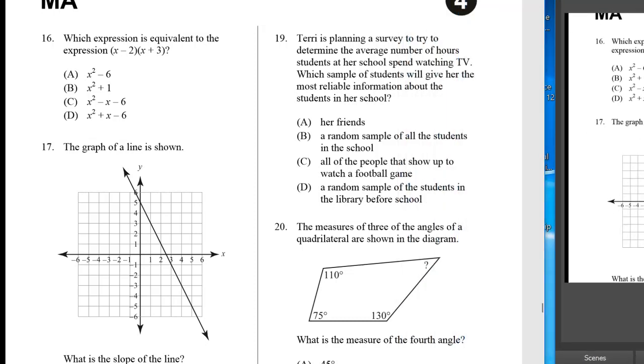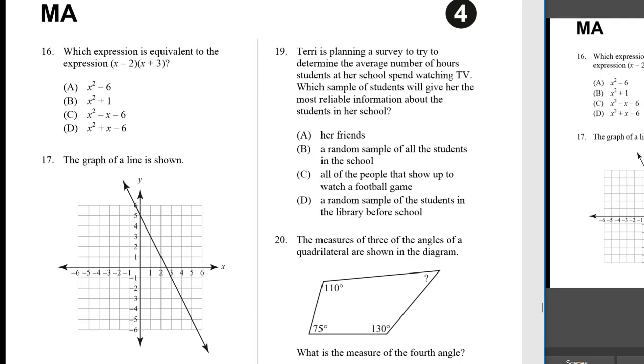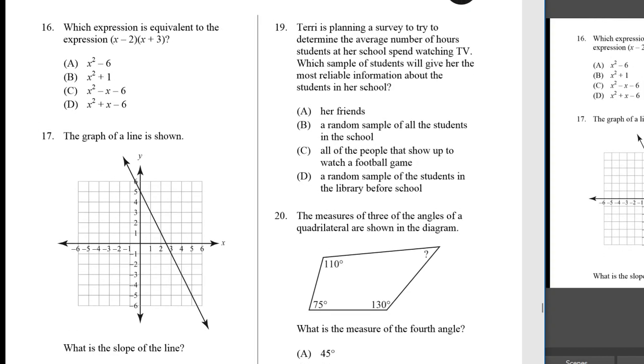Alright, so we're going to go over the next set of questions, starting with question 16. Which of the following expressions is equivalent? We have to do equivalent expressions here. It's essentially just multiplying polynomials. We went over that in the first video with the quantitative reasoning, but essentially this is just the distributive property.